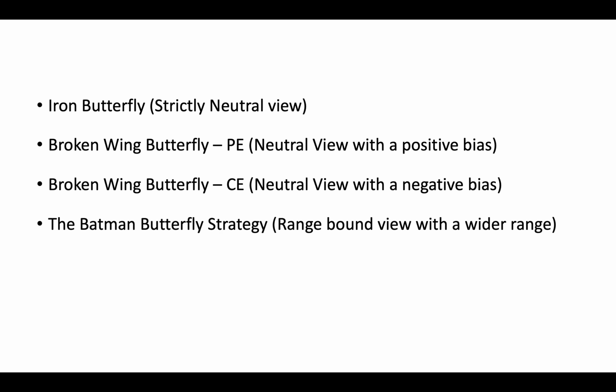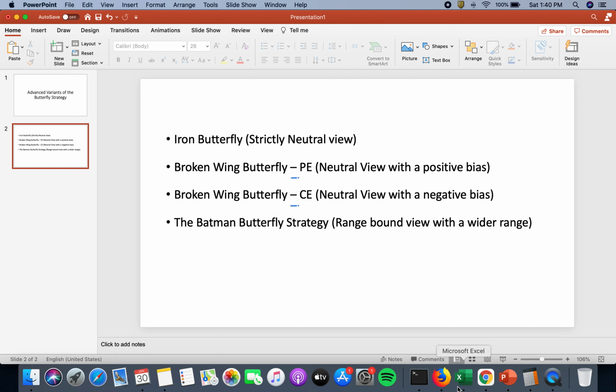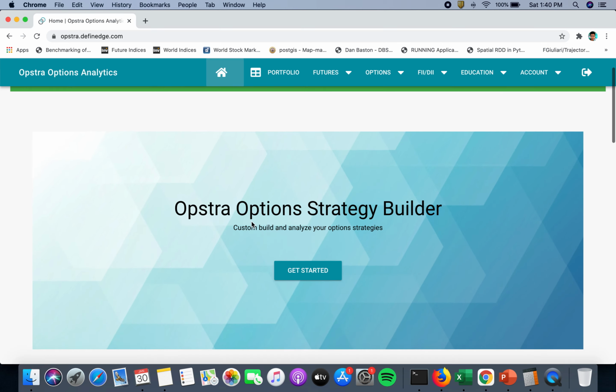And the fourth one is going to be a little bit special, which is the Batman butterfly strategy. Now, why I called it the Batman butterfly strategy, you will see soon with the payoff diagram, but let's just keep it at that. And this strategy is useful when you have a range bound view with a wider range. Now, I guess that's all that I have to share with you from the strategies. And next thing that we are going to do is go to Opstra and start simulating these right away.